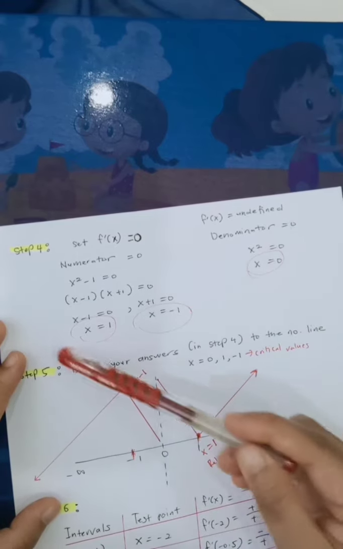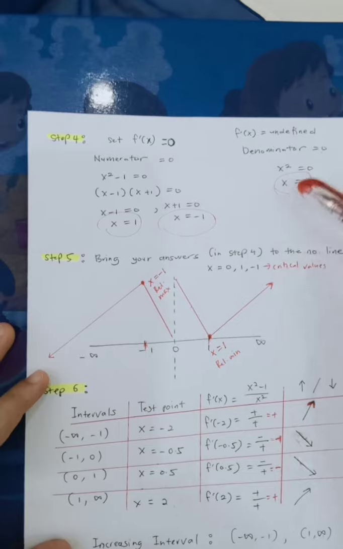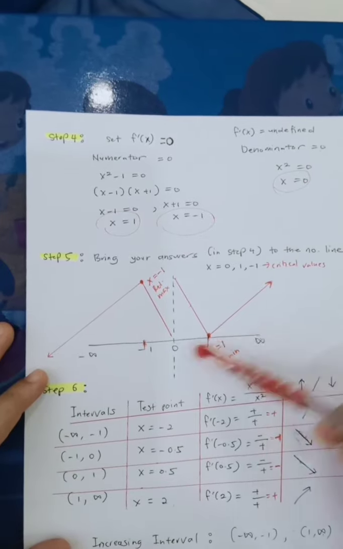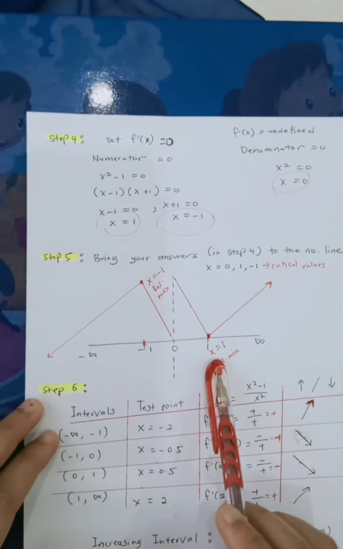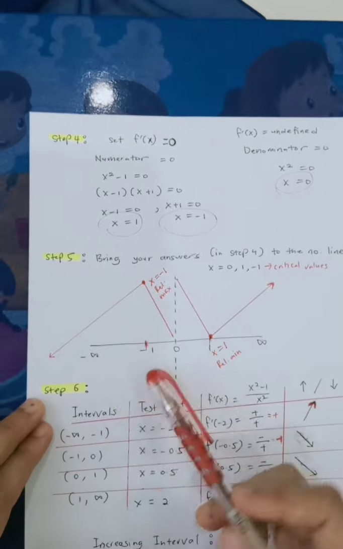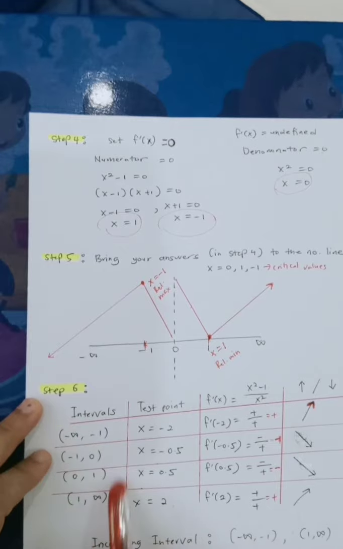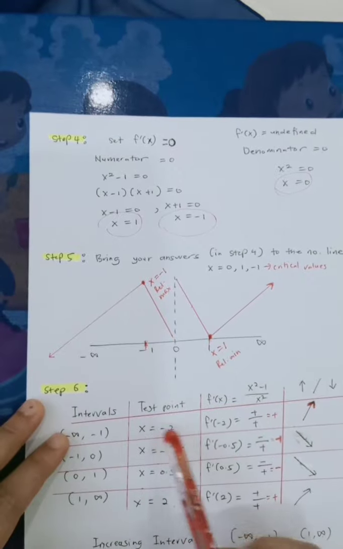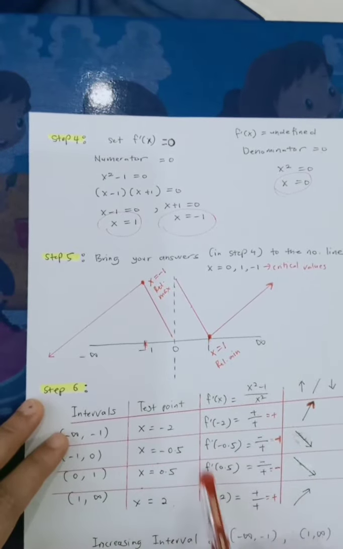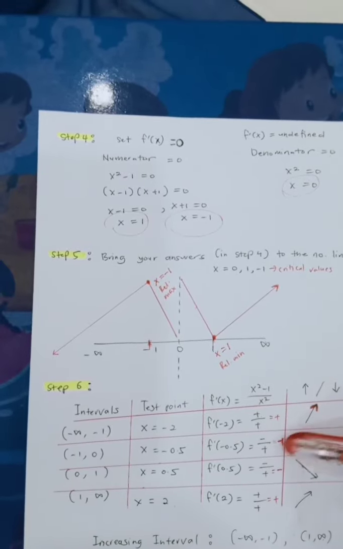Okay, once you get the critical values, you find the intervals. You now have the number line, right? So you bring the critical values to the number line. Here we have -1, 0, and 1. Okay, done with the number line. Then you have to draw the table. First column, intervals. Draw all the intervals here. And then test point and f prime x, where you put the test point into the first order, and then see the pattern, whether you get positive or negative.